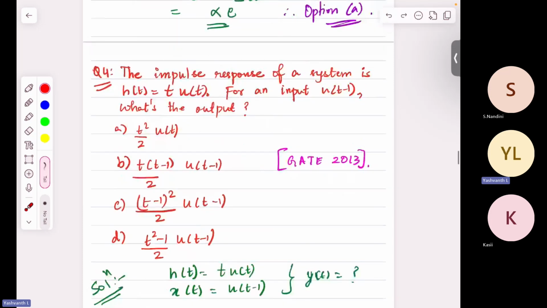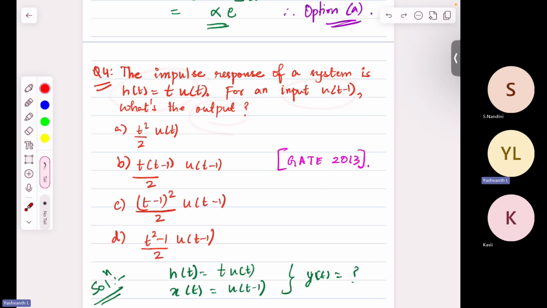The next question goes as follows. It says that the impulse response of a system is given as h of t equal to t into u of t. Now the question is, if the input is u of t minus 1, what is the output? This was also a GATE question from 2013. Very simple again. They have given the impulse response and the input; what is y of t? You just need to perform convolution.